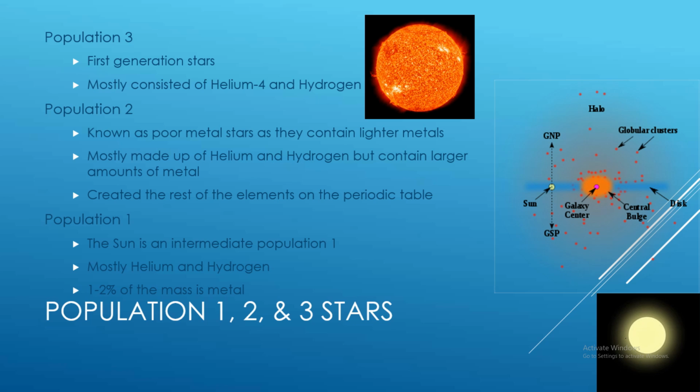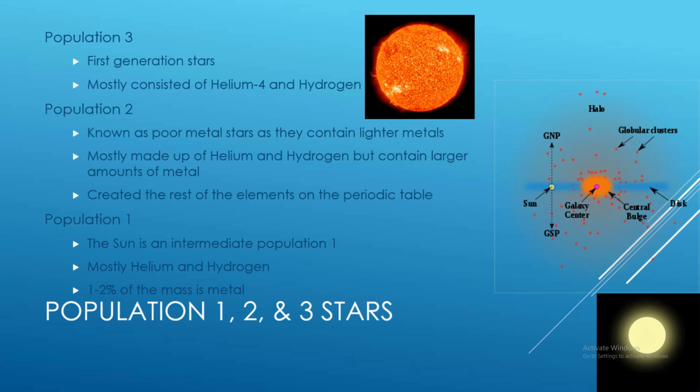Population 2 stars are known as poor metal stars, as they contain lighter metals. They're mostly helium and hydrogen but contain much larger amounts of metal, because the population 3 stars fused a bunch of metal, and that went into the population 2 stars. Now, to confuse you even more, population 1 stars are mostly helium and hydrogen, but 1 to 2% of the mass is actually metal, and these did not create the rest of the elements on the periodic table. The population 2 stars did that.